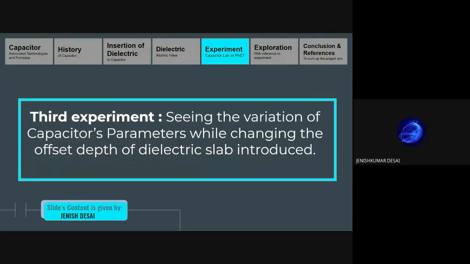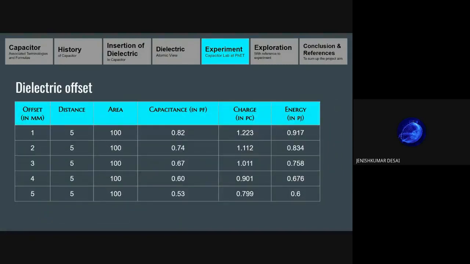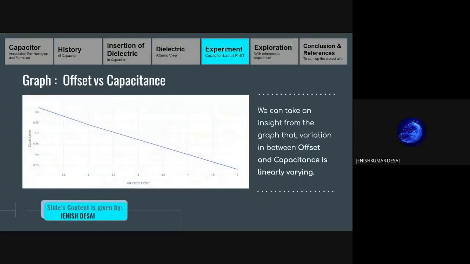Third experiment: seeing the variation of the capacitor's parameters while changing the offset depth of the dielectric slab introduced. In this observation table, we have dielectric offset in millimeters, 1 to 5 millimeters. Distance is constant, area is constant, and we get capacitance, charge and energy in variance. This is a graph of offset versus capacitance. This graph is linearly varying.